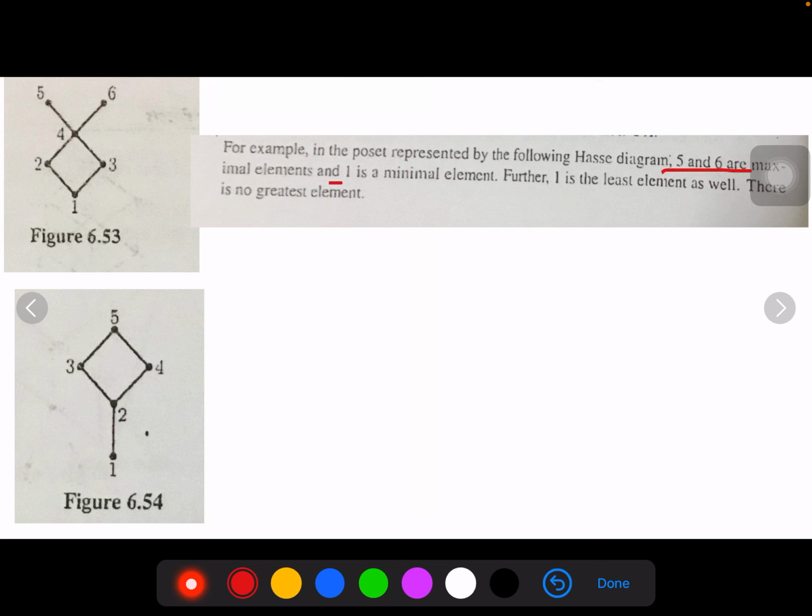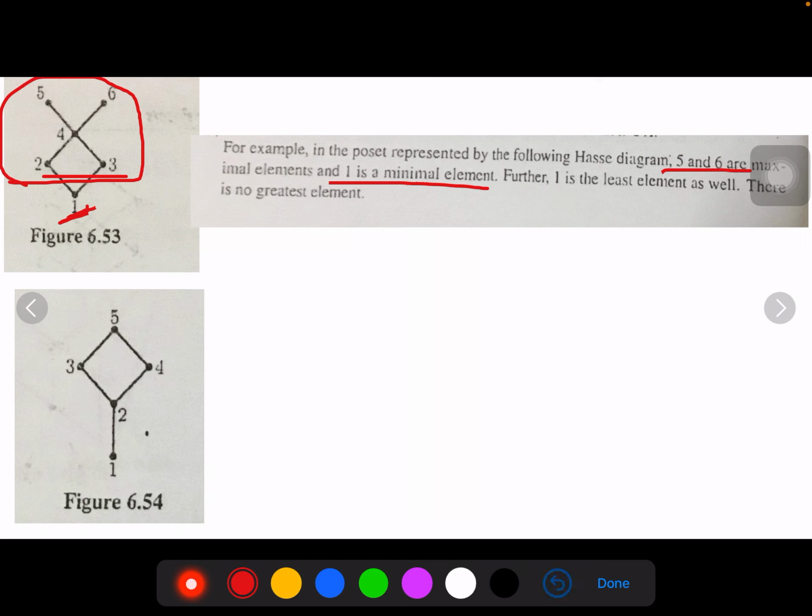Next, 1 is the minimal element. Yes, from the diagram it's so clear that 1 is the minimal element compared to all the elements because it is in the bottom compared to all other elements in the diagram. Therefore, 1 is the minimal element.